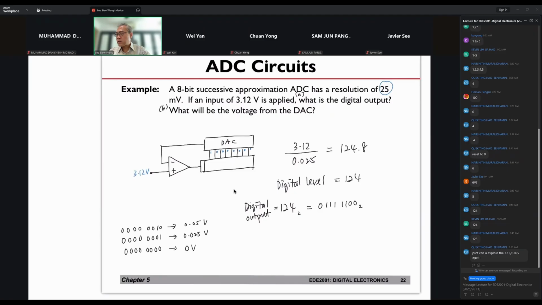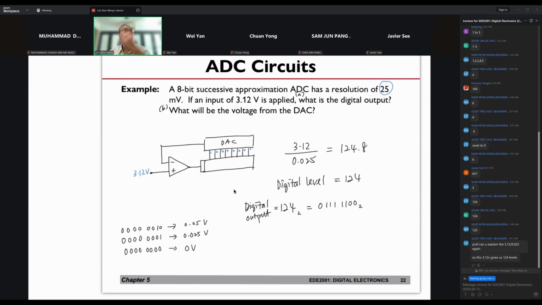Now, every digital step that we are doing here, because it's 8-bit, starts with all zeros, and after that I go to the next digital level. The resolution is 25 millivolts, that means the next analog voltage will be 0.025. So 0.0000001 will represent the voltage level 0.025.